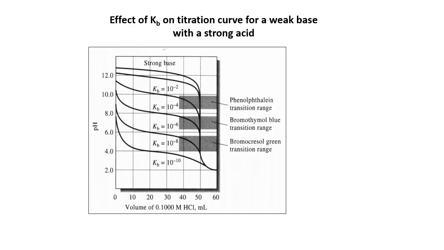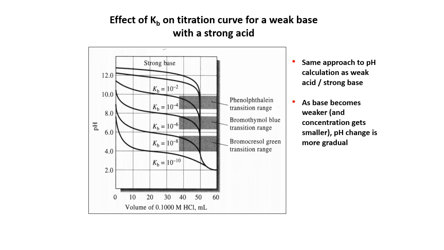So for a weak base with a strong acid, we'll have a similar approach to the pH calculation as our weak acid, strong base. As the base becomes weaker and its concentration gets smaller, we're going to see that the pH change is going to be more gradual.